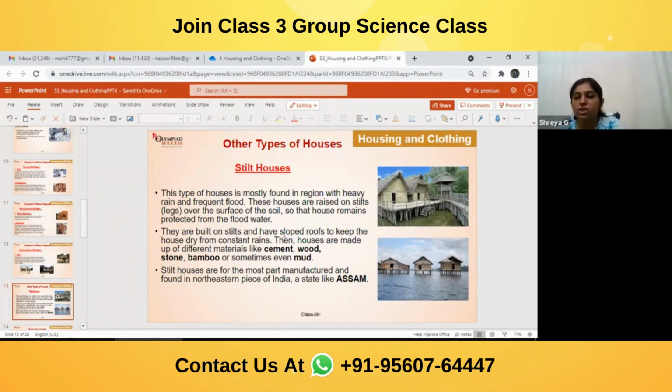So these are the things which are required for the houses in the areas with frequent rains, the areas which are more prone to floods. Stilt houses are mostly found in the northeastern part of India, that is Assam. Okay, so these are the areas, because Assam is the area where there are frequent floods. Yes, so there we can find the stilt houses. So stilts are the legs on which the houses are there. Yes, Neera.